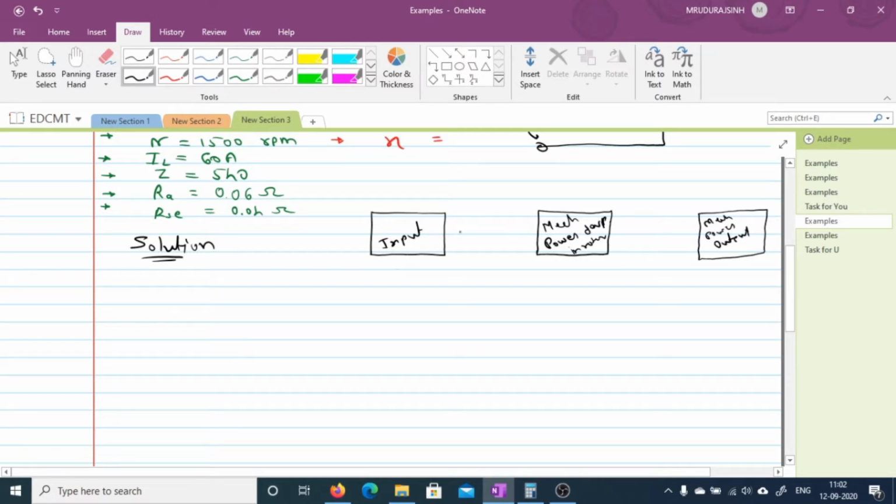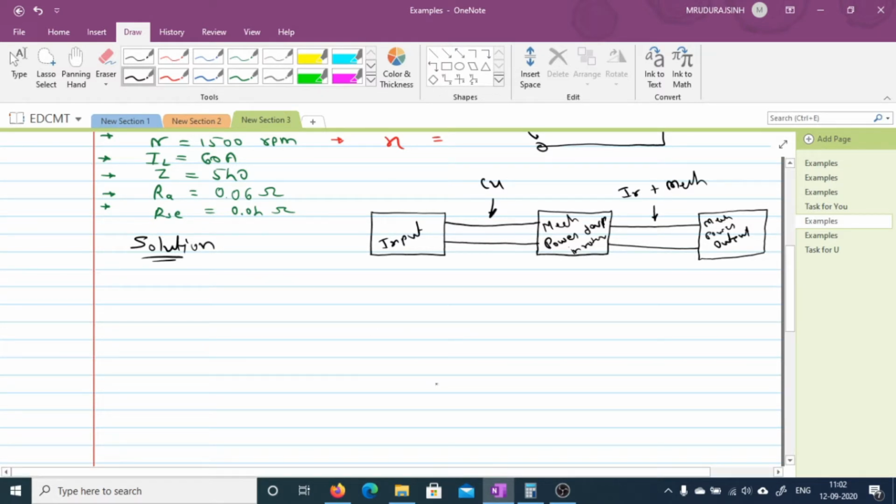So this is the input stage. When you transfer from the input stage to the mechanical developed power, in between there is a loss of energy, and the loss of energy occurring in these two stages is known as copper loss. From mechanical power developed in rotor to the final actual useful output power, in between these stages, the losses that occur are iron loss plus mechanical loss. So this is the power stage diagram of DC motor.